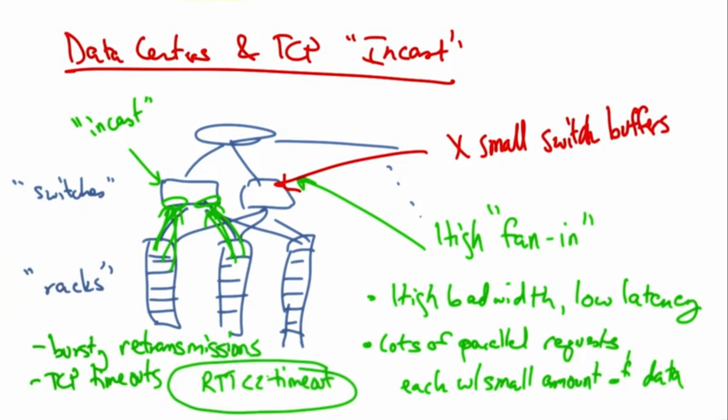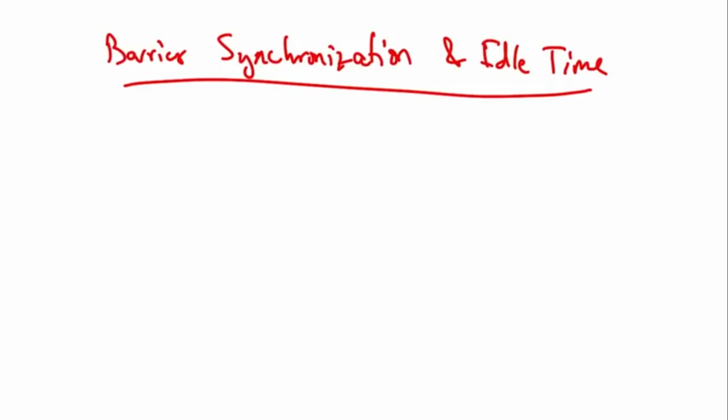Because the round trip times are so much less than TCP timeouts, the senders will have to wait for the TCP timeout before they retransmit. And application throughput can be reduced by as much as 90% as a result of link idle time. A common request pattern in data centers today is something called barrier synchronization, whereby a client or an application might have many parallel threads, and no forward progress can be made until all the responses for those threads are satisfied.